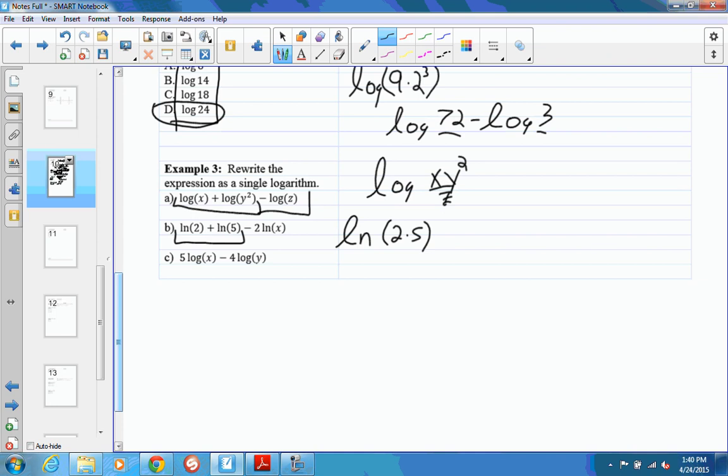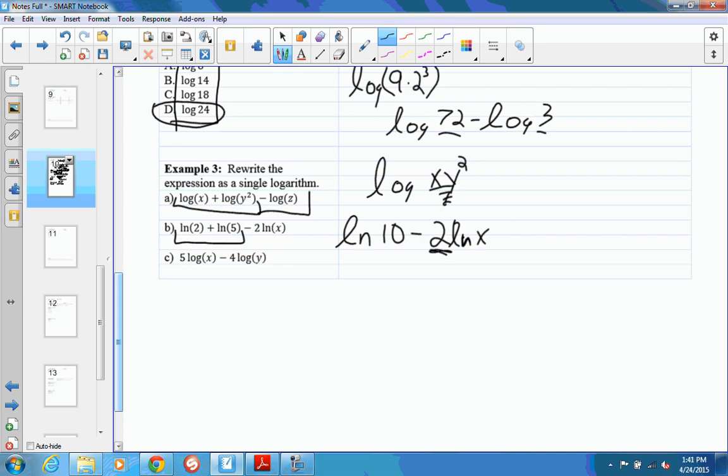So ln of 2 times 5, which is what? 10. So let's just change that, and I'm going to get rid of that parenthesis too. So ln of 10 minus 2 ln of x, right? This is where some of us got a little iffy. Before I do this quotient subtraction property, I need to deal with this too.